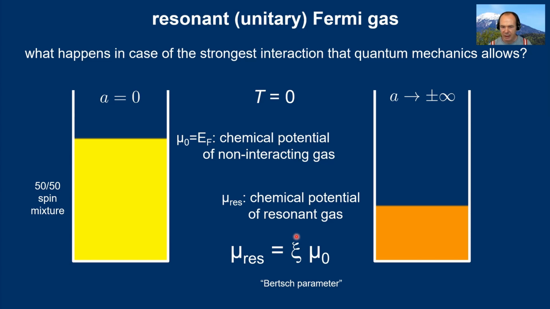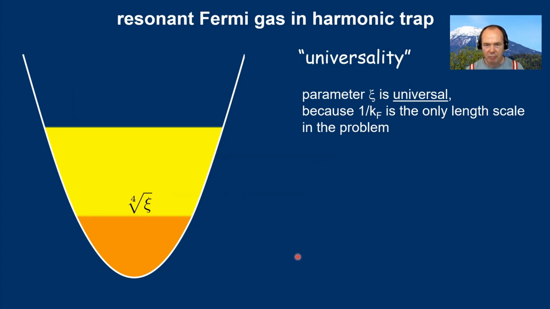So this is a universal number, and to measure it or calculate it theoretically has been a big challenge. Now experiments and also theory have converged to a value. It's known now within almost 3 digits. A way to measure it is to put the gas into a harmonic trap. The effect of the attraction is that the whole cloud shrinks, and the size of the resonant cloud is the size of the original cloud times the 4th root of Xi. So early experiments tried to just detect the change in size of the cloud and derive this Xi parameter. And actually we also did it.